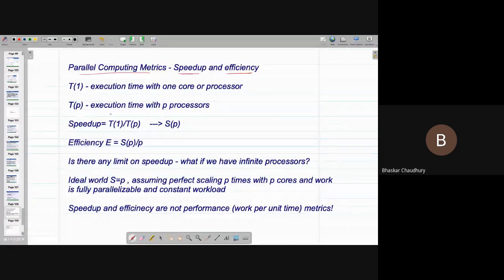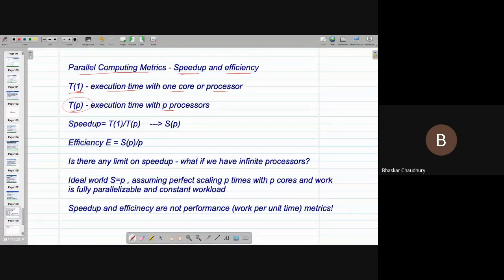Let's say that you have only one core. That's like a serial algorithm. What is the time to execute your algorithm or code? Let's denote it by T1. That is the execution time with one core or one processor, or basically the serial code. And TP is the execution time with P processors. If you have P processors, how much time will it take?